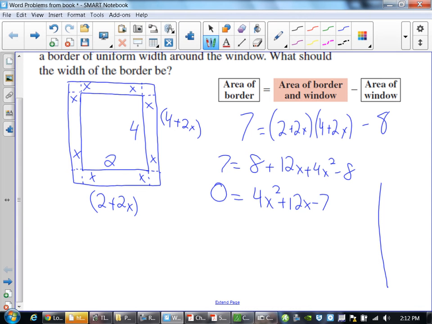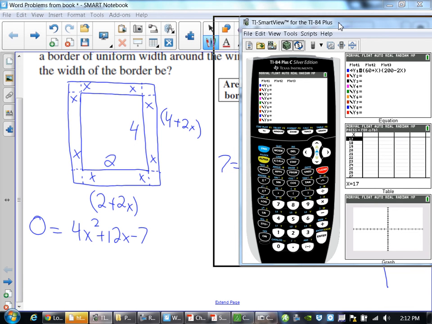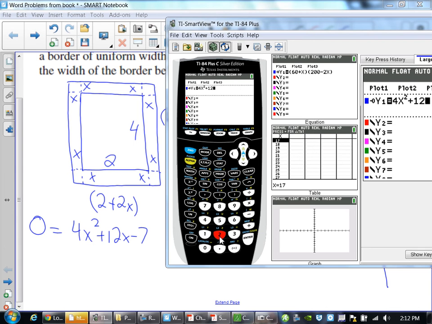Take your calculator out, and let's put this in the calculator. Let's go to our y equals table. Then I can figure everything else out. And I want to substitute in the equation I have: 4x squared plus 12x minus 7. And hit graph.